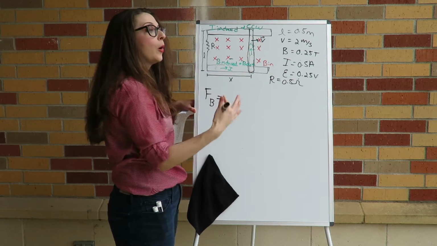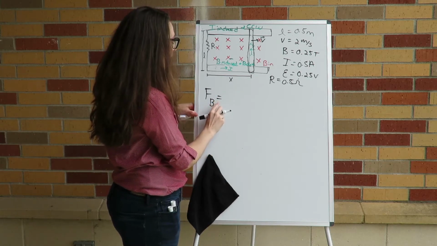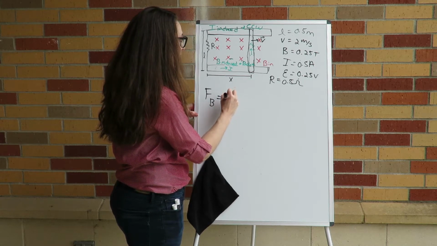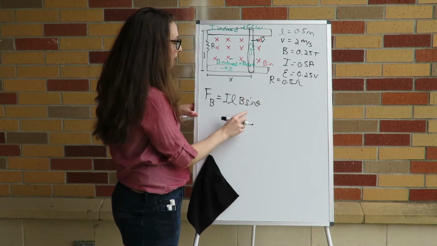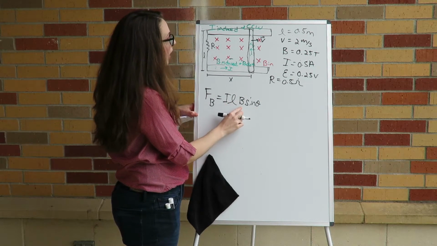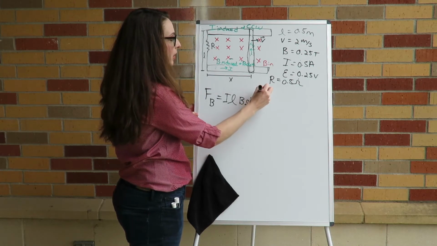Okay, so the magnetic force that this conducting rod feels, as it's got some current running through it and it's subjected to a magnetic field, is equal to I-L-B sine theta. Theta is the angle between our current and our magnetic field. In that case, sine 90 is going to be 1.